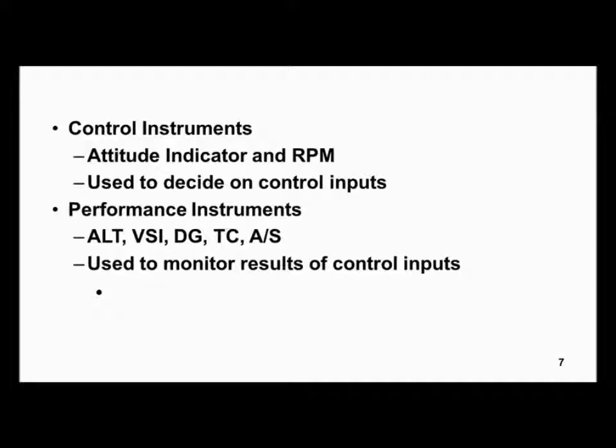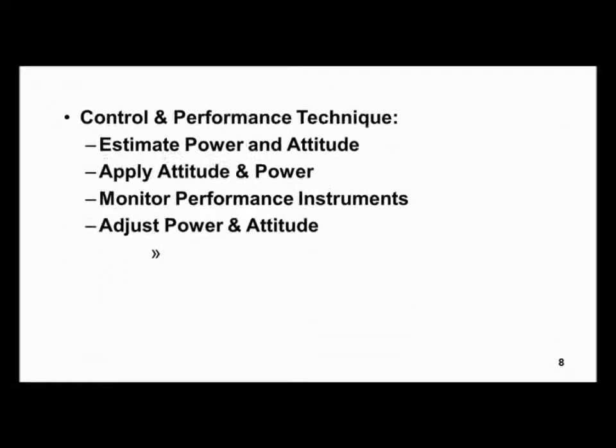So in theory, you've been practicing this for 8 or 9 simulator lessons. Oh, wait, I just said that part. So this control and performance technique is where you estimate the power and attitude you need. You set the attitude and power you think is going to need, and then you look at the performance instruments. And then you say, okay, do I have to change my pitch, my roll, or my power because my performance isn't what I want, or it is what I want, and I'm going to keep it.